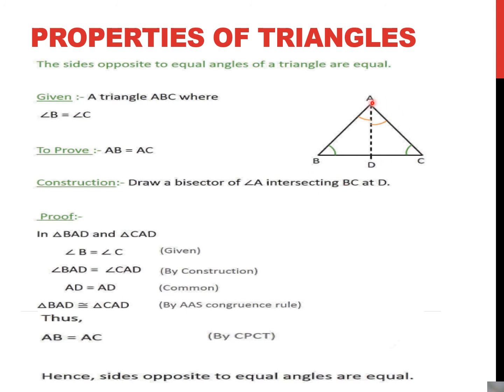We are taking a bisector of angle A, right? Now we are given angle B is equal to angle C, AD is common, and we are taking two angles, BAD is equal to CAD. So what are we taking here? We are taking two angles and one side. So which congruence rule are we using? AAS. And hence we can prove AB is equal to AC by CPCT.